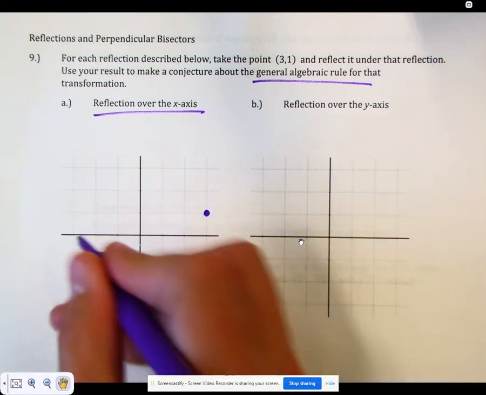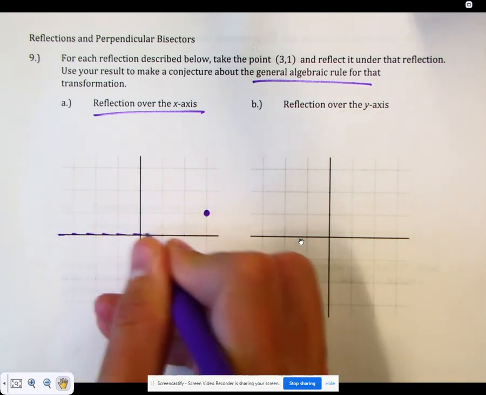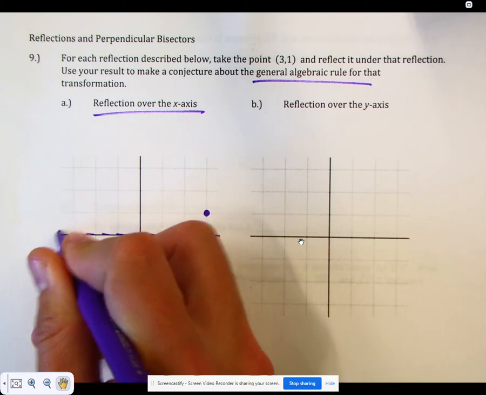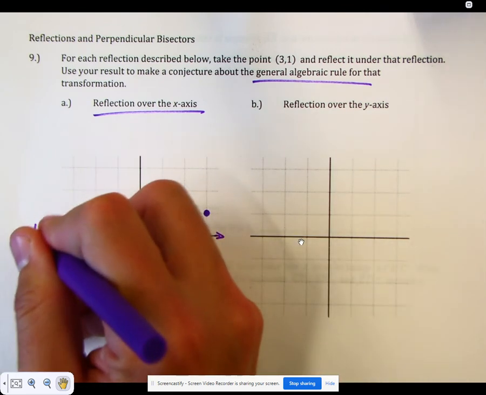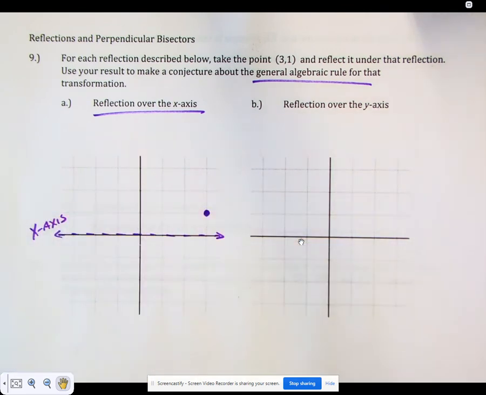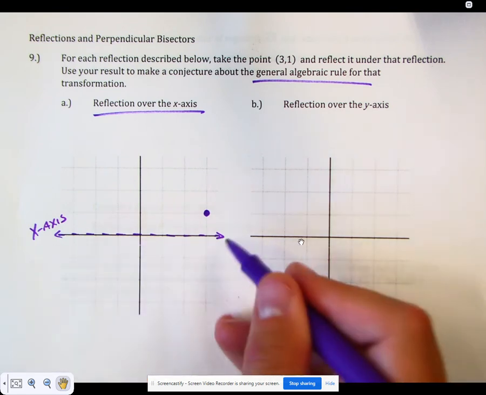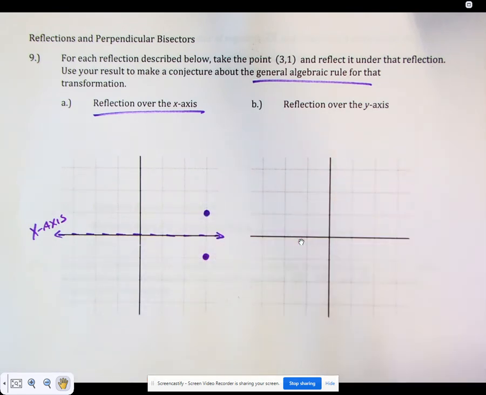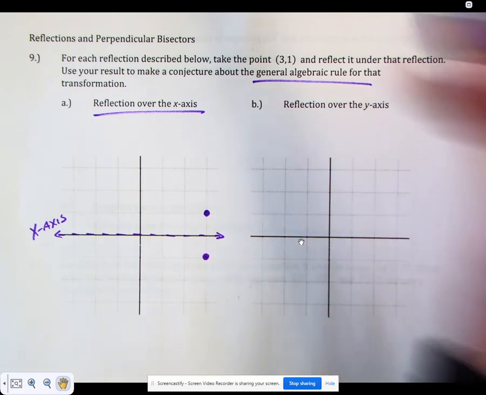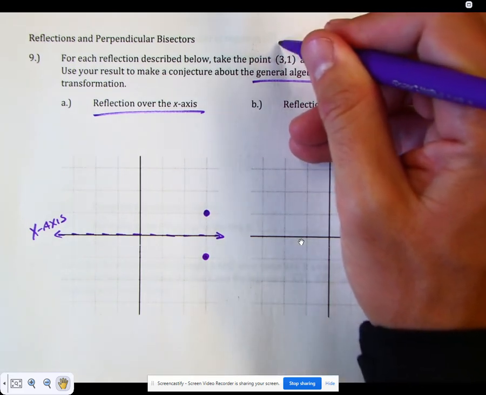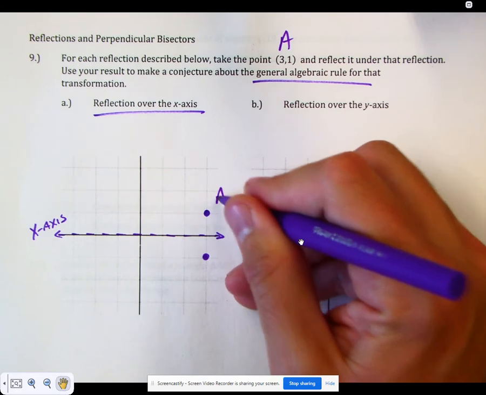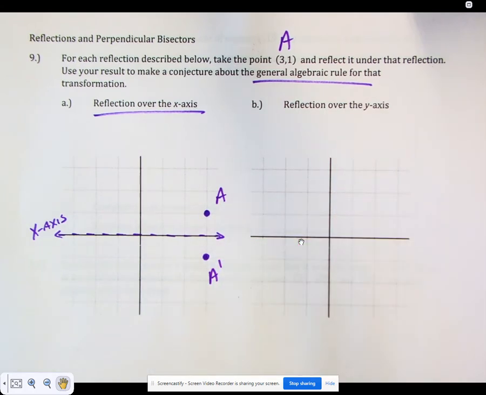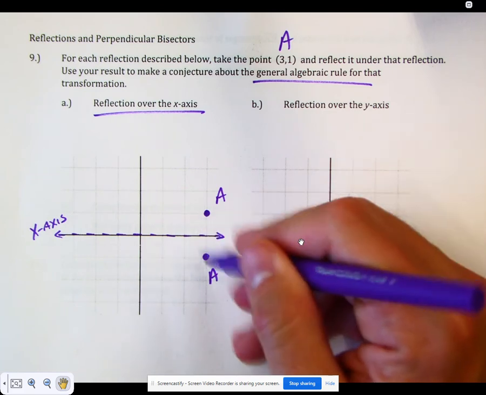So which one's the x-axis? This flat one is the x-axis. So let's reflect over that. Imagine this is a mirror. The point is going to land here. Okay? So let's say I'm calling this point, I don't know, A. This would be A, and this would be A prime. Okay? So that's all we had to do, is reflect over that line.